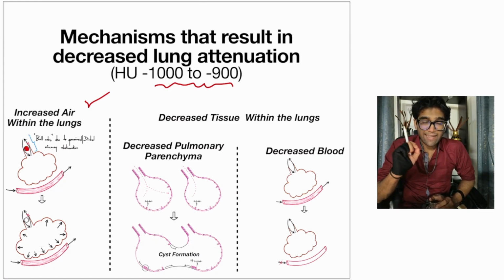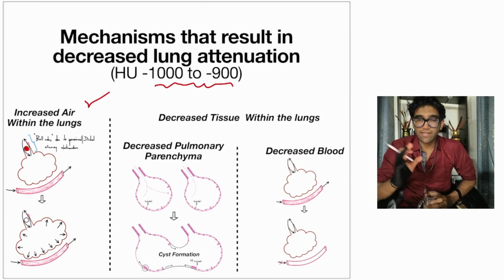So air trapping is an expiratory phenomenon and should be described only in expiratory CT scan. So we can take a CT scan both during inspiration and during expiration. So it is only a finding in expiratory CT scans.